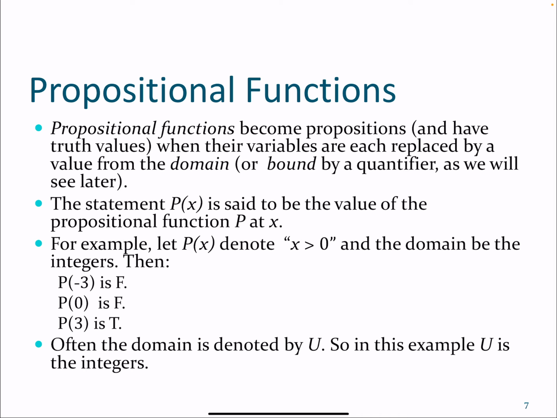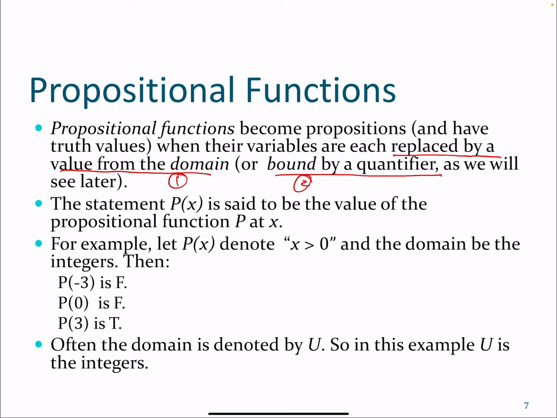Propositional functions can become propositions when their variables are replaced by a value from the domain or bound by a quantifier. So there are two ways we can change the propositional function with the variable in it to a proposition, which is a declarative sentence that can be either true or false. The first one is to assign this variable a value from the domain, and the second one is using quantifiers.